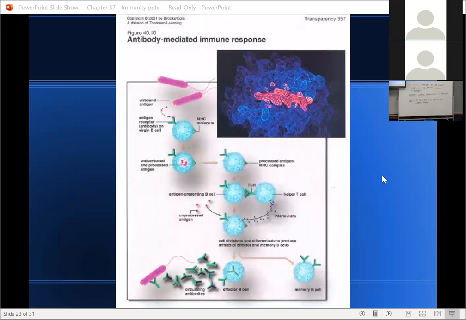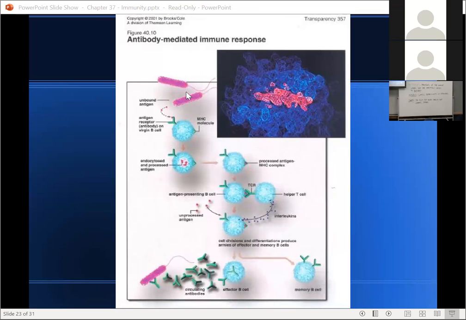Okay, so again, this is going a little farther into the weeds than I want to get in a general biology course. But this is showing you how B cells become activated and then differentiate into plasma cells that make lots of antibody.